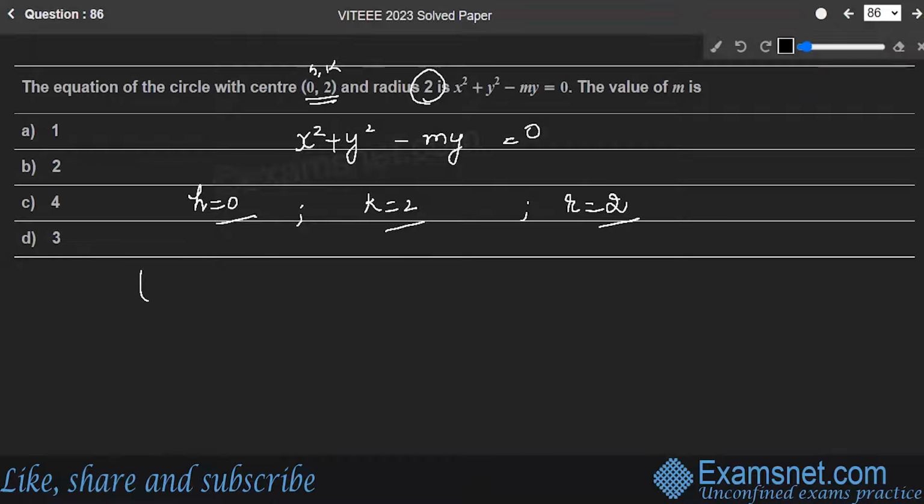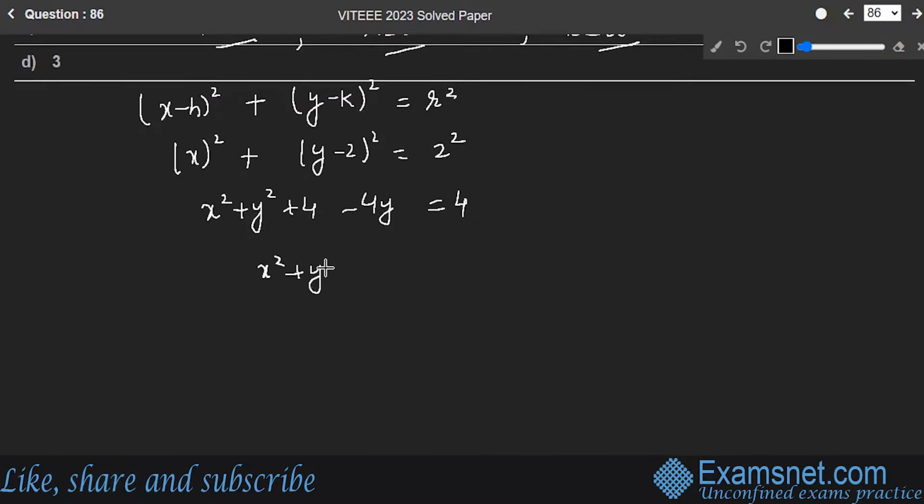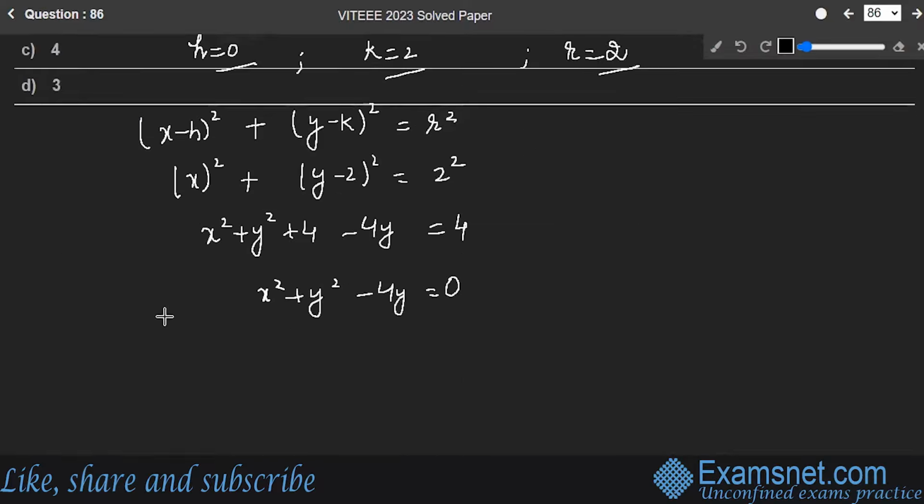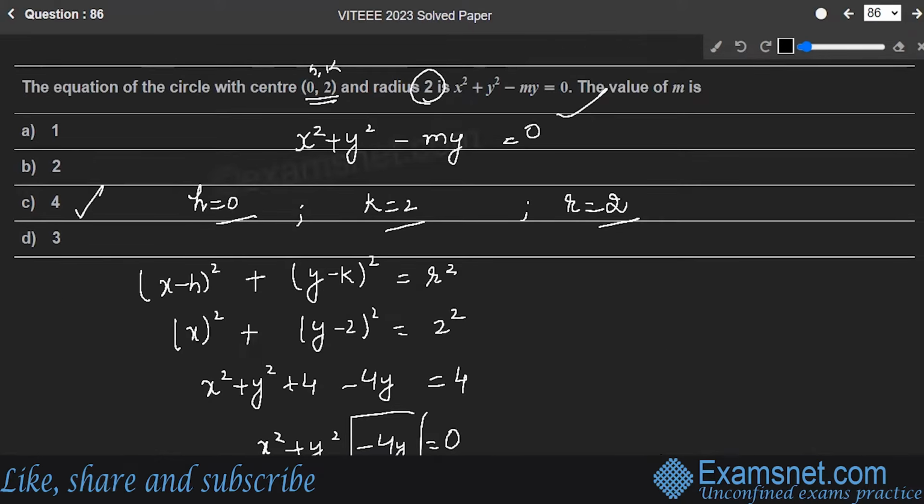So according to this, what will be the equation of the circle? It is given by (x minus h) square plus (y minus k) square is equal to r square. So this becomes x square plus (y minus 2) square is equal to 2 square, or x square plus y square plus 4 minus 4y is equal to 4, or x square plus y square minus 4y is equal to 0. Let's compare it with the given equation, x square plus y square minus m into y is equal to 0. From here you have m as 4. You got the value of m as 4. Option C is the answer.